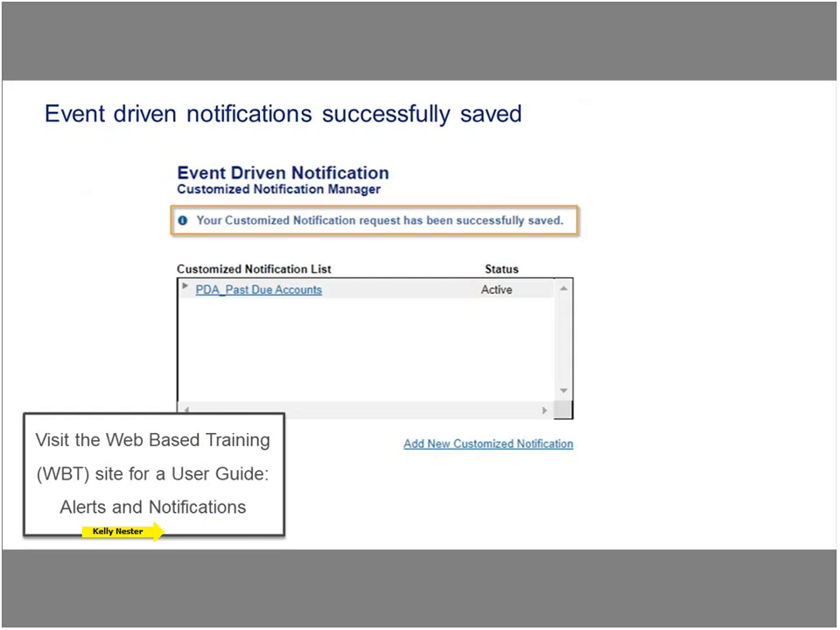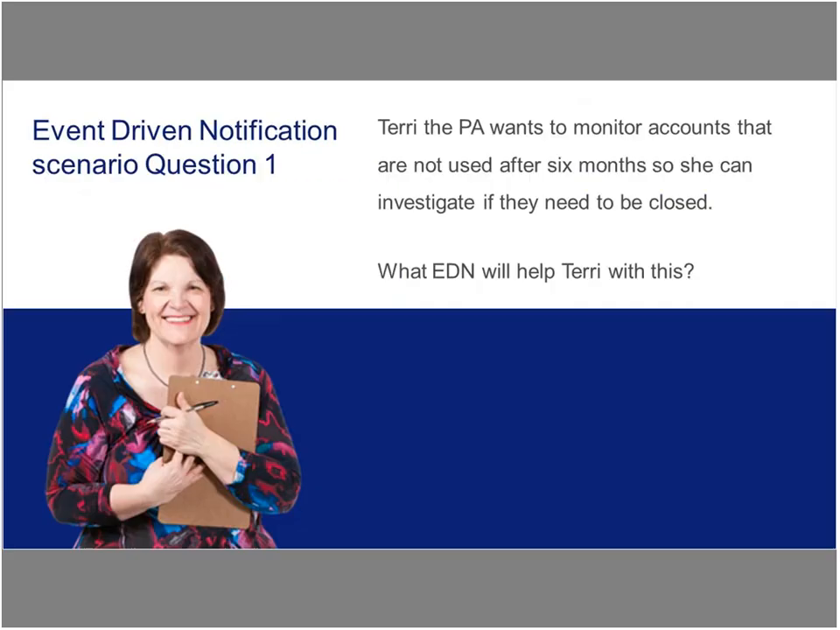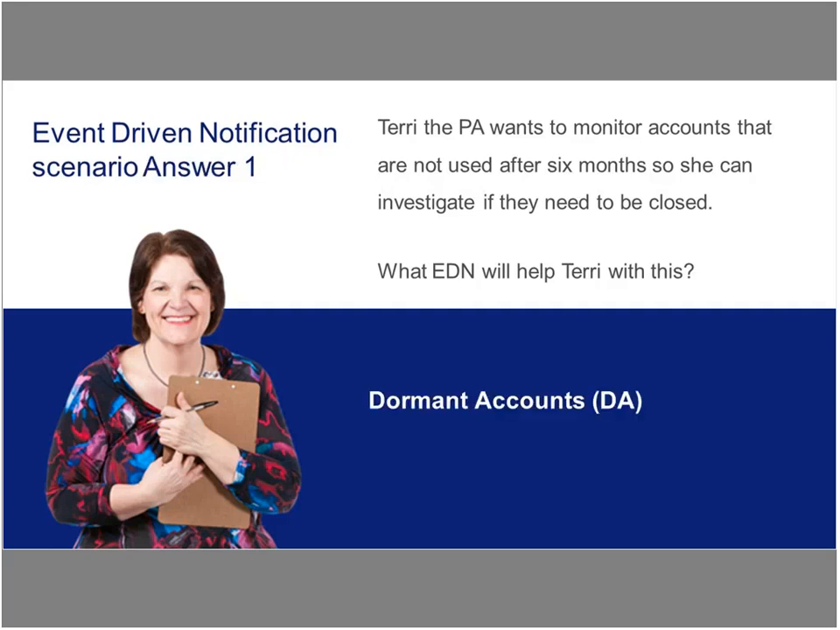So let's look at some examples of how these event-driven notifications might help you. So Terry, our program administrator, wants to monitor accounts that have not been used for 6 months so that she can investigate if they need to be closed. And the EDN that can help Terry with this is the dormant accounts EDN, or event-driven notification.